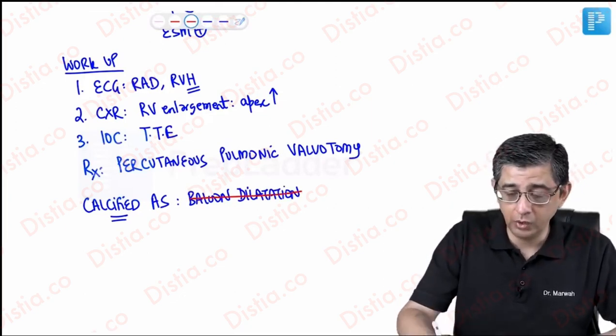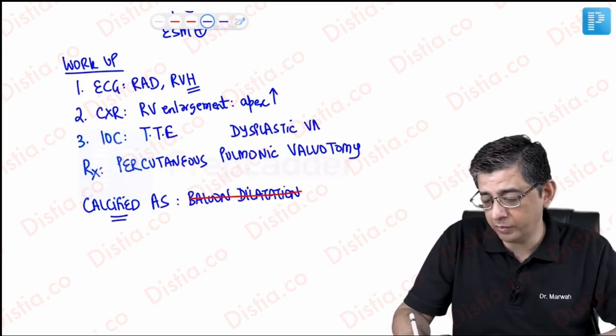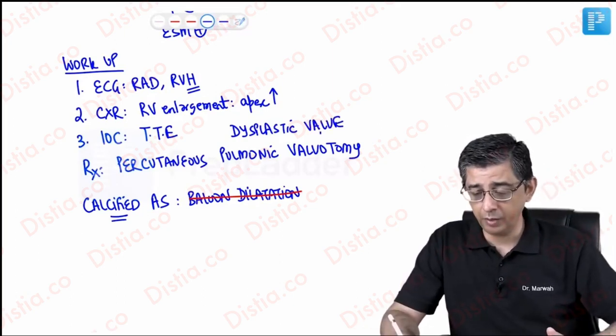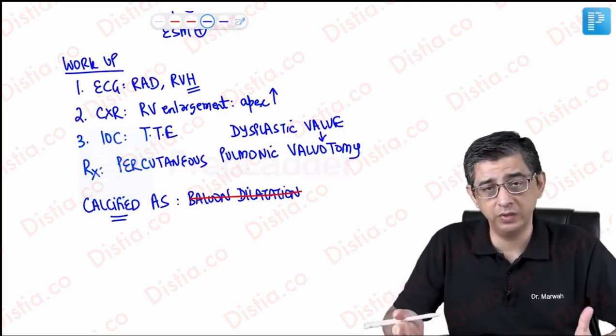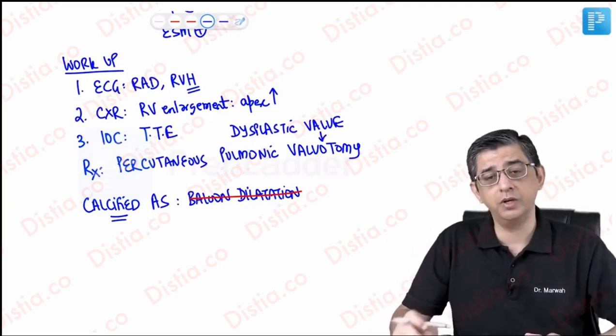But when it comes to a dysplastic valve, like I described that Noonan syndrome could have a dysplastic or malformed valve, because there is no calcification, there is no risk of any embolization of fragments towards the brain, which is the reason why we can go in for a percutaneous pulmonic valvotomy.